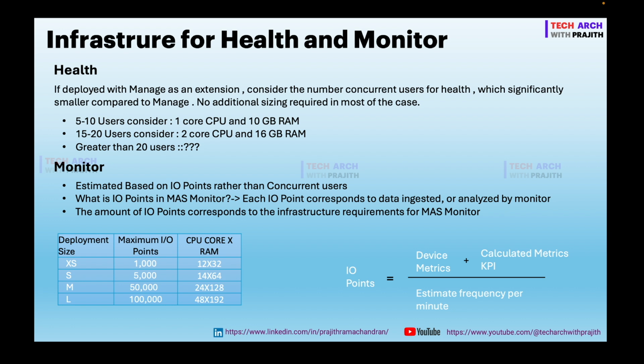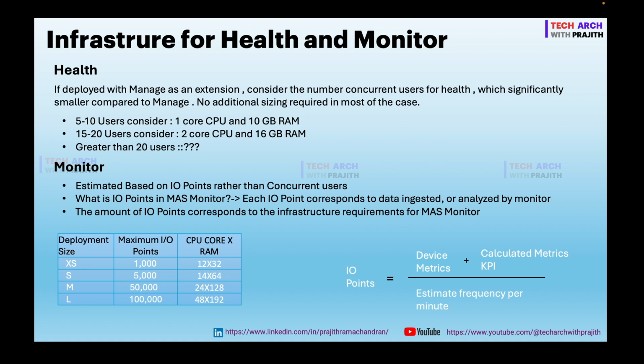The users are a factor. Again, like manage, you don't get a lot of users who need access to monitor. It's the same as health, only reliability engineers and a couple of people in your organization may require access. So I'll say 5 to 10, or 15 to 20 at maximum, depending upon the organization size or the deployment size.